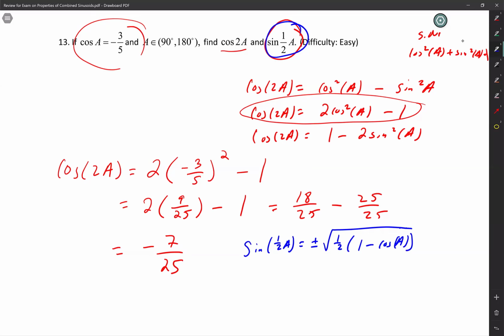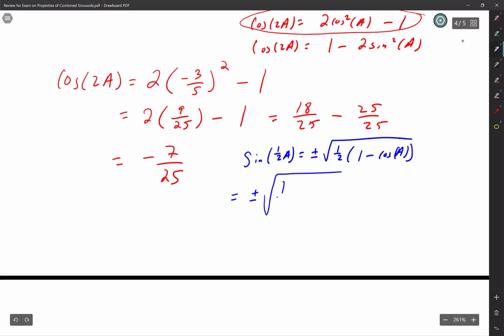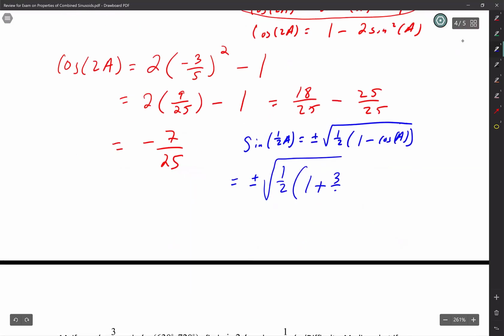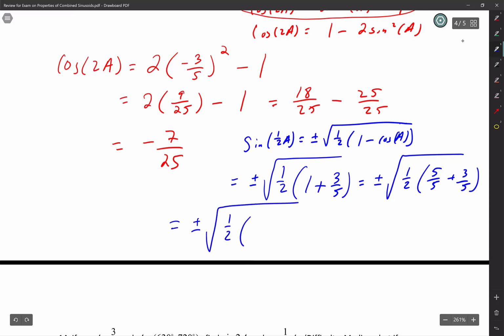So here's the formula for sine half A, and let's figure it out. I know what cosine A is because they already gave it to me. So I'm going to write plus minus square root 1/2 parenthesis 1 minus negative 3/5. That minus is going to turn into a plus. Then that 1 I'm going to turn to 5 over 5. So 1/2 times 5 plus 3 is 8, and 2 goes into 8 4 times.